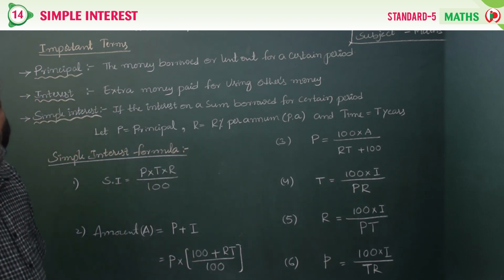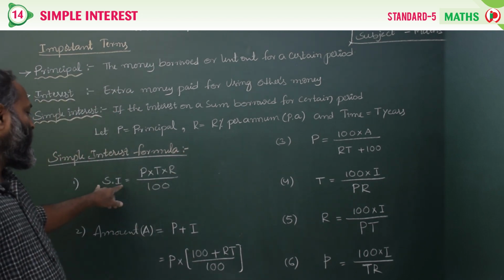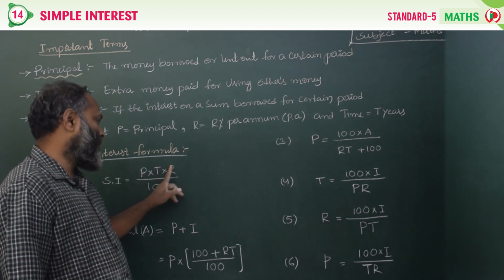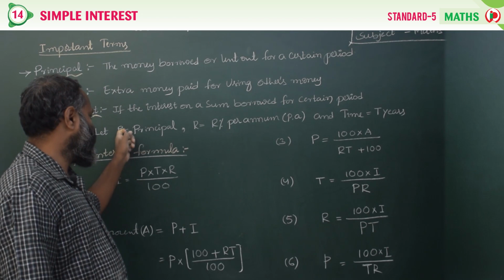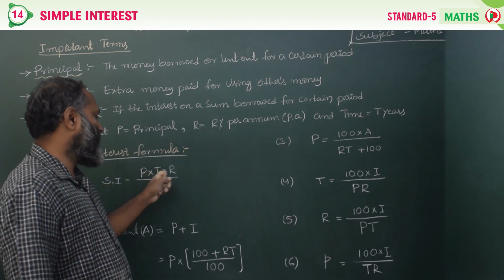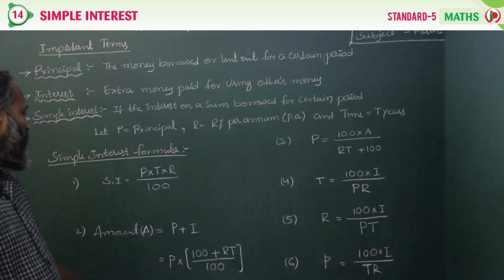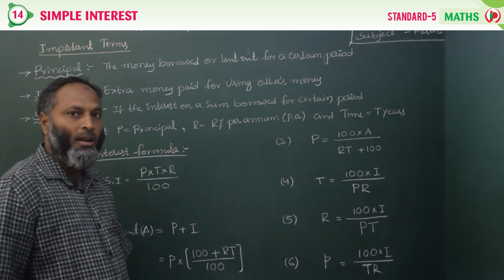We have some simple interest formulas. Already we discussed simple interest. Simple interest is equal to P into T into R by 100. P means principal amount, R means rate of interest, T means time period. So PTR by 100, this is our simple interest formula.